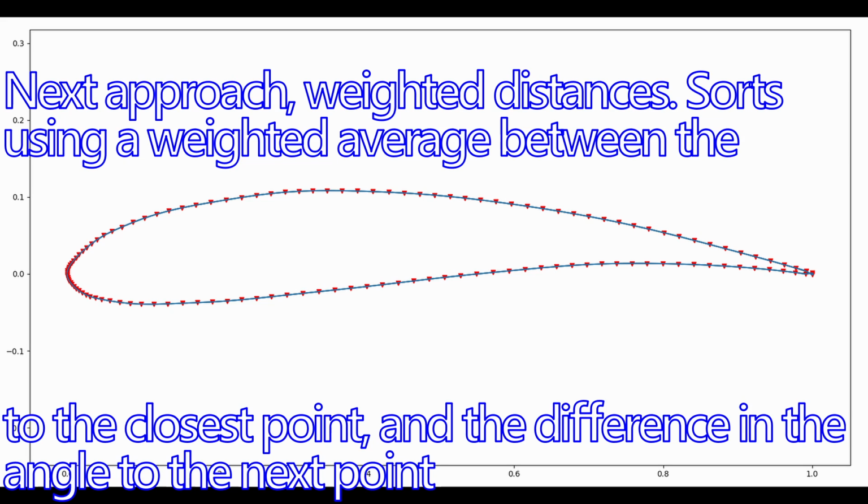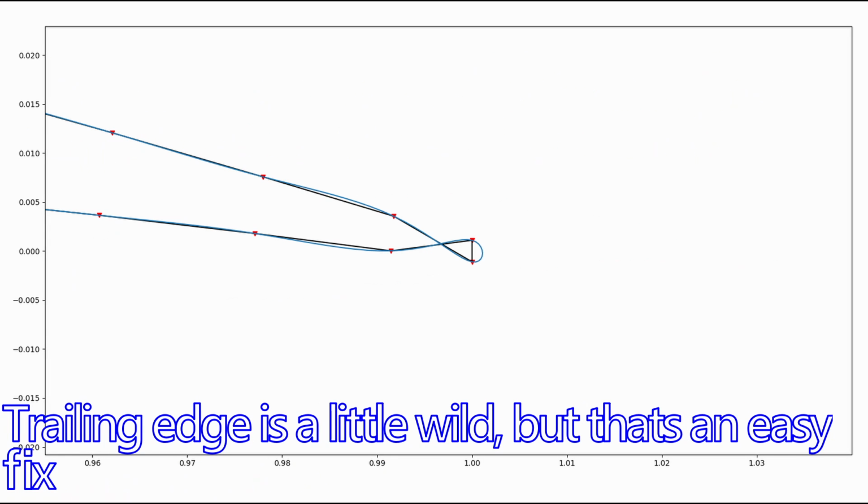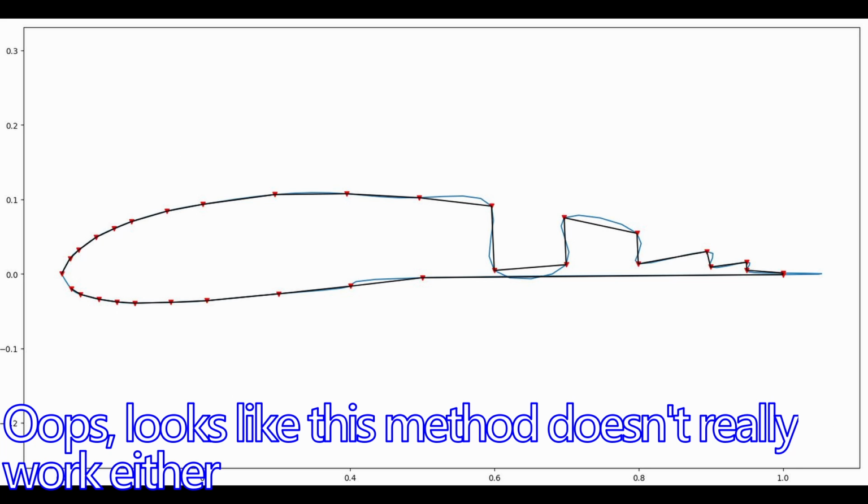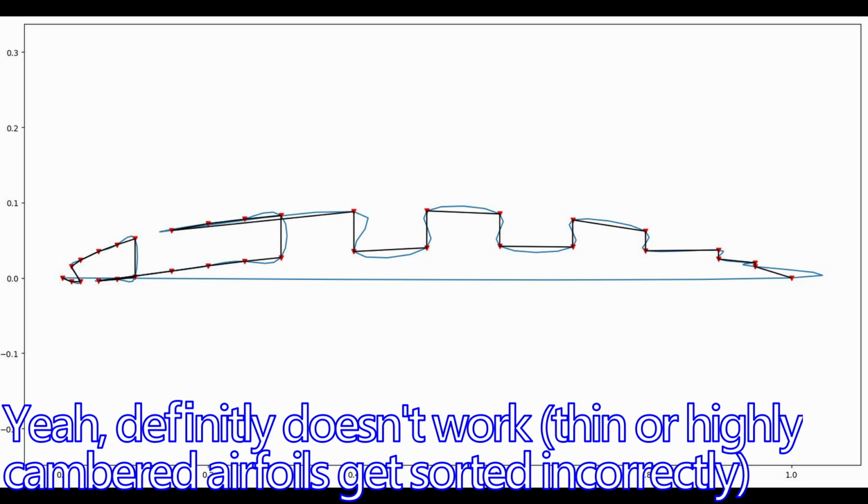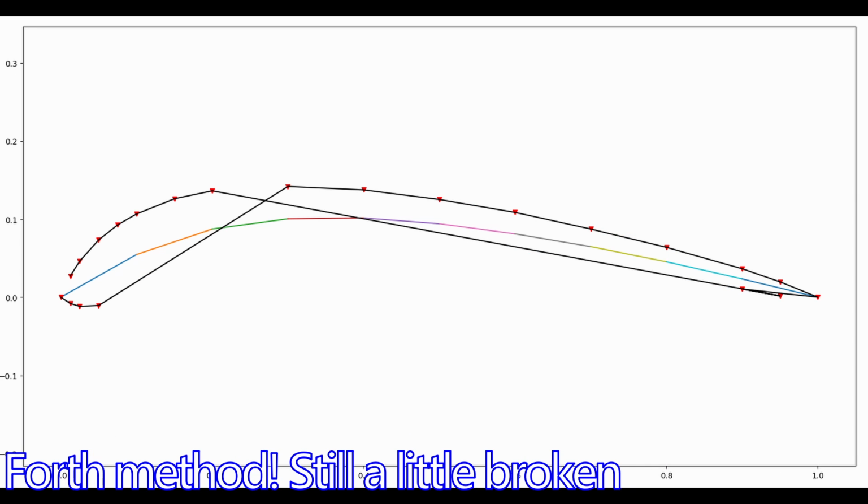So my third approach was just trying to use a weighted distance method to sort the points. Now this was a weighted distance between x and y coordinates, with x being weighted a lot more, and then also weighted with the angle from one point to the next relative to the previous angle to get to the point you're currently at. And this worked better for most cases until I started testing it on extremely thin or highly cambered airfoils. So then I ended up coming to the fourth method, which is a little bit more of a complex polar sorting method.